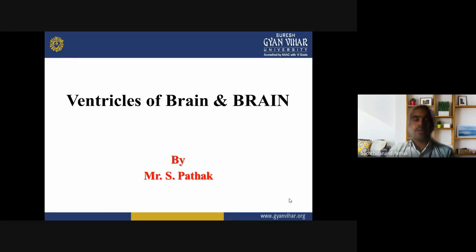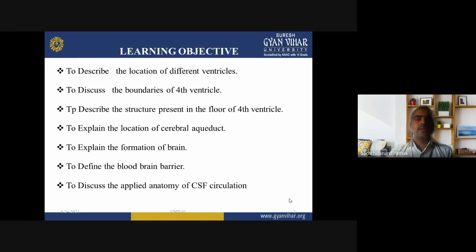But before that, we must understand why we are going to study the ventricles of the brain. That means we must learn about the objectives and outcomes. Okay, so let's see. The objectives: you can describe the location and different types of the ventricles. You can explain the different boundaries of the fourth ventricle. You can describe the structures present in the floor of the fourth ventricle. You can explain the location of the cerebral aqueduct. You can explain the different parts of the brain and their functions. You can explain the anatomy of the CSF circulation.